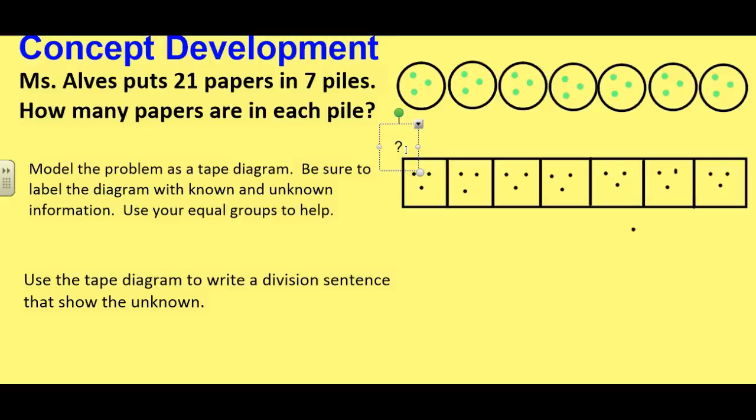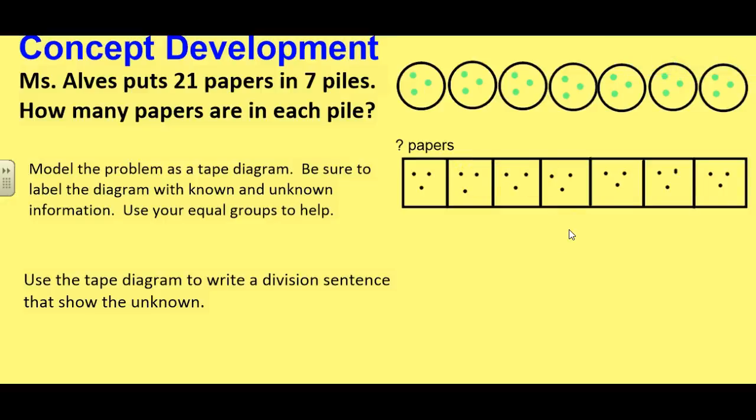So on our tape diagram, we're always going to have a question mark somewhere, and the question mark is going to stand for what we did not know. So we did not know how many papers were going to be in each pile. So up at the top of your tape diagram, I want you to put question mark papers. Let me say that again. We did not know how many papers before we solved the problem. Now we do, but if we were labeling the tape diagram correctly, we have to put the question mark with what we did not know before we got started.